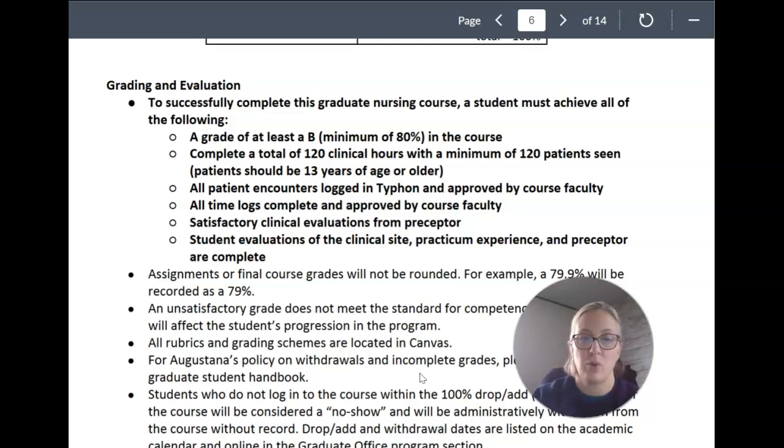You have to have a total of 120 clinical hours with a minimum of 120 patients seen, and all the patients have to be 13 and older. All patients have to be logged in Typhon. All time logs have to be done, and you have to have all of your evaluations done in order to successfully pass the class.